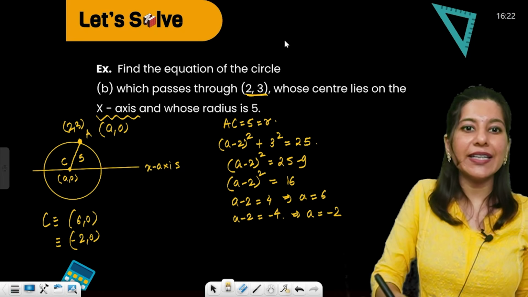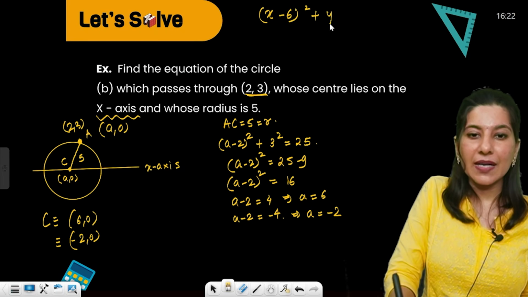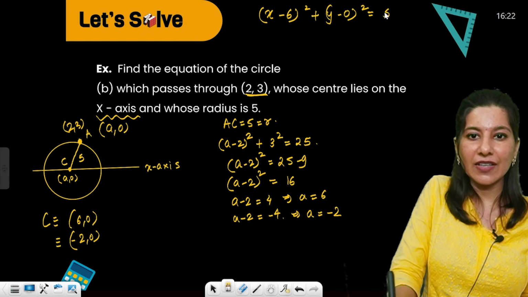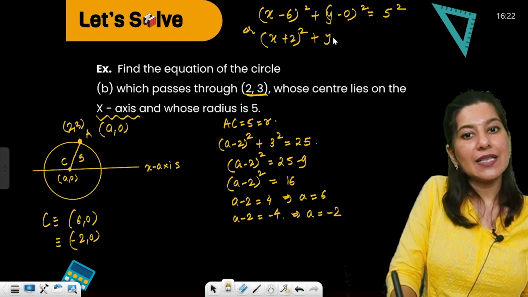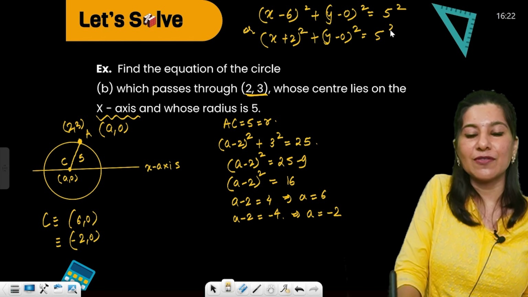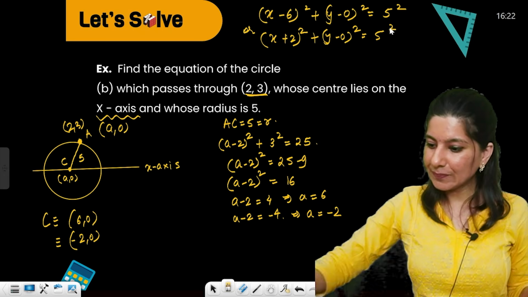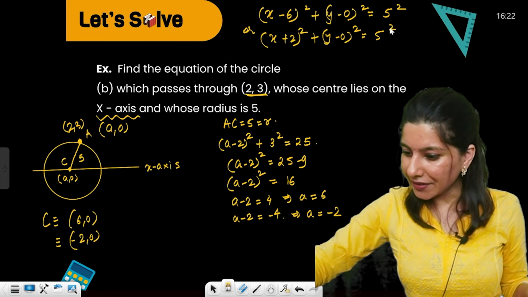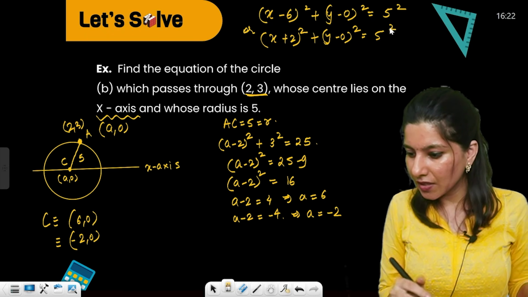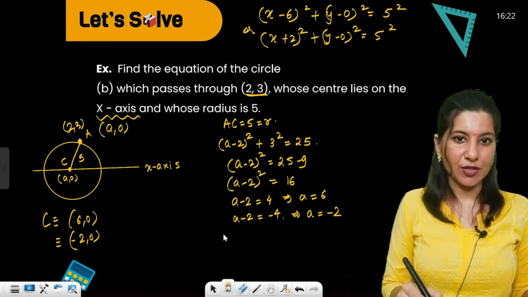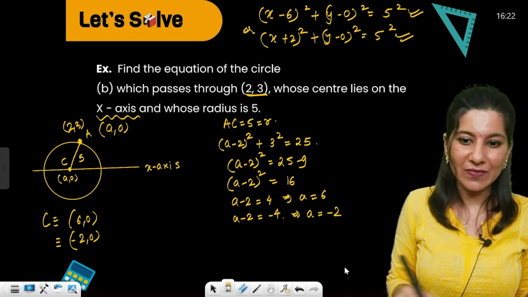So you can now write the equation of the circle accordingly. (x - 6) whole square plus (y - 0) whole square, the radius is fixed, which is 5 square, or (x + 2) whole square plus (y - 0) whole square is equal to 5 square. So there are two possibilities in this equation. Okay. All right. Clear? So the possible equations are two equations. Now you can just expand them and figure out the final answer. Okay. Chalo.